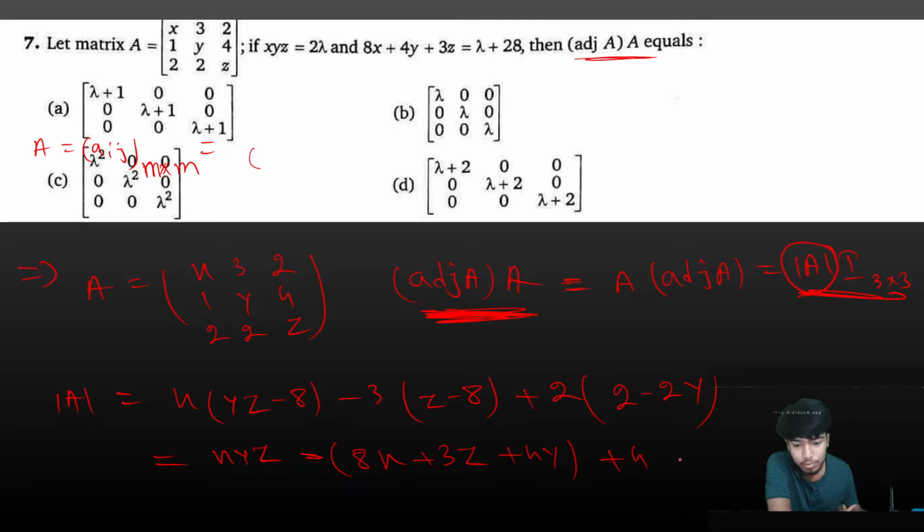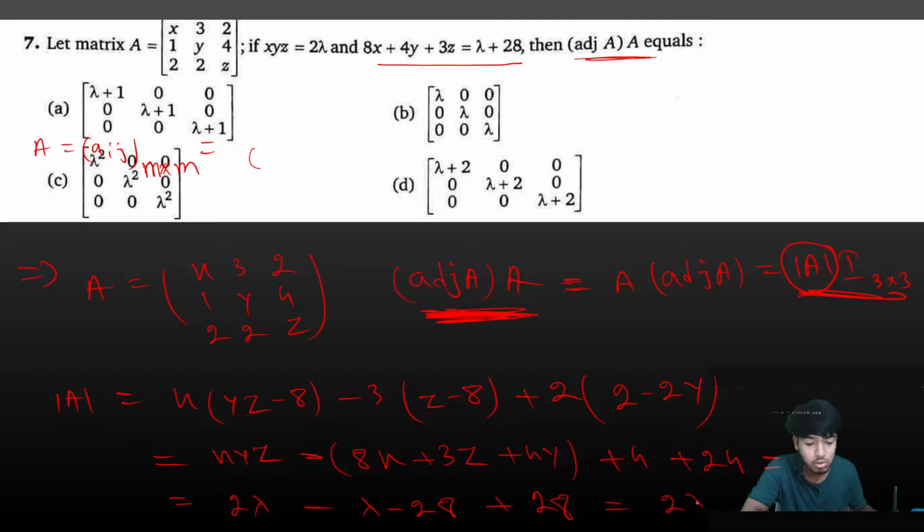Plus 4 plus 24, कुछ दिख रहा है ना? क्या दिख रहा है? कि इसका वैल्यू तो हमें पता है ना, इसका वैल्यू x y z 2 lambda minus इसका वैल्यू क्या है, lambda plus 28 और ये क्या है, 28. That implies 2 lambda minus lambda, that implies lambda. Determinant of A is lambda, so what is this? This is lambda times I3, and this goes to lambda 0 0, 0 lambda 0, 0 0 lambda.